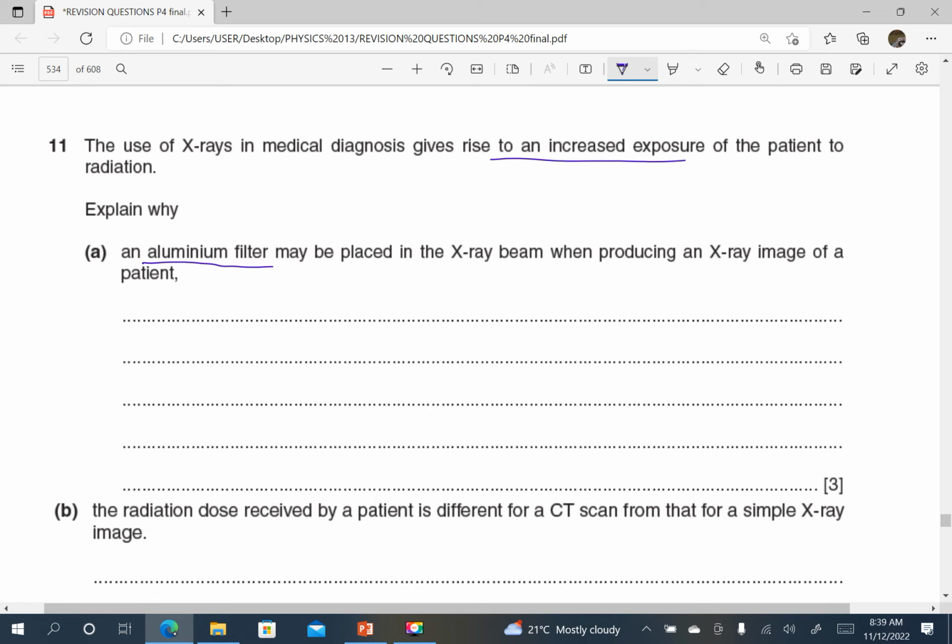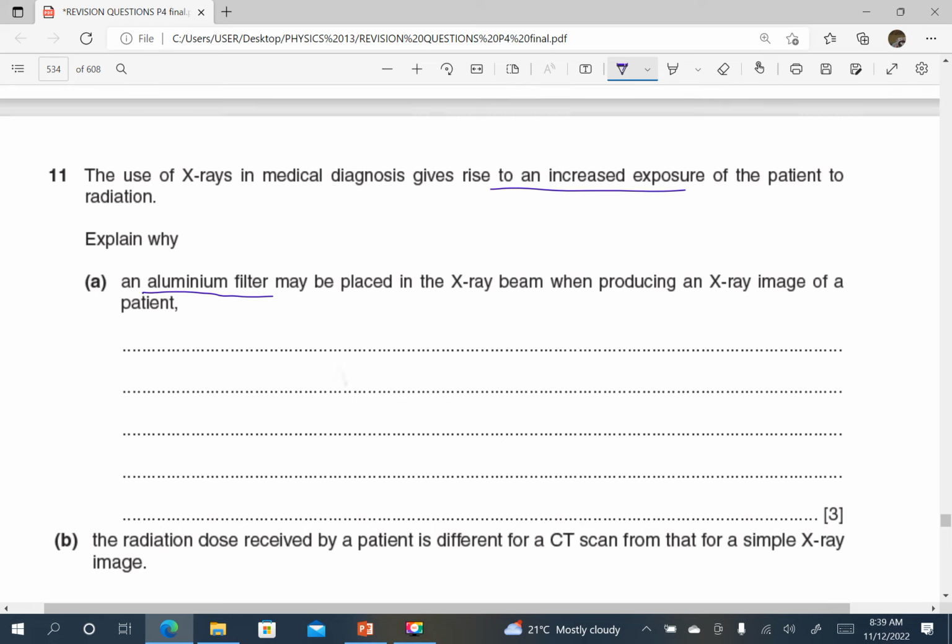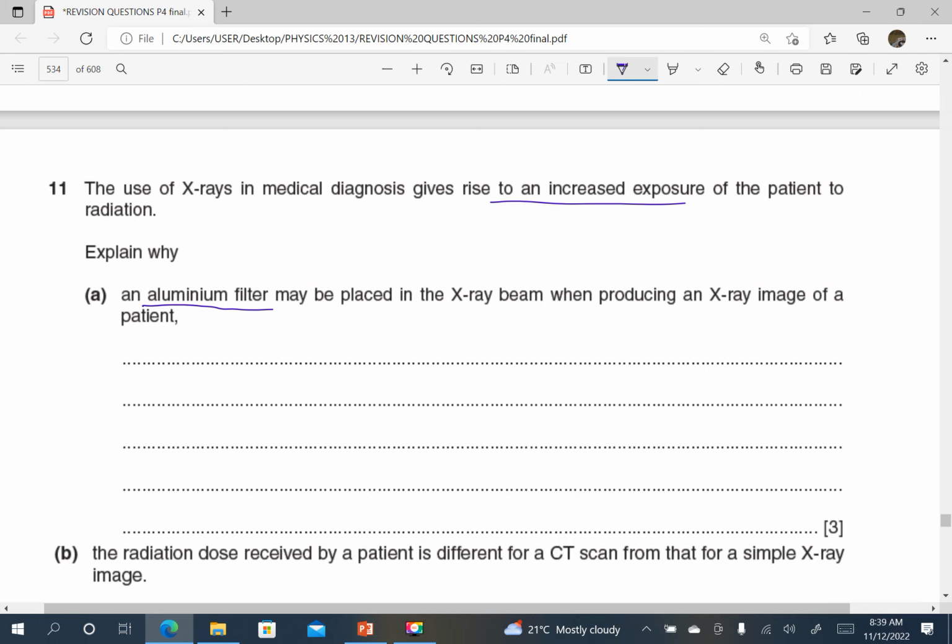So we are going to simply consider this question similar to the previous question. We said an aluminum filter always absorbs the long wavelength X-rays, which do not contribute to an X-ray image, but simply increase the dose that you are taking in. So an X-ray beam is going to have both the soft and the hard X-rays. Remember, the soft X-rays are the long wavelength. They are less penetrating. When passed into the body, they just accumulate within the body without even contributing to the X-ray image. So these are supposed to be filtered out using the aluminum filter.